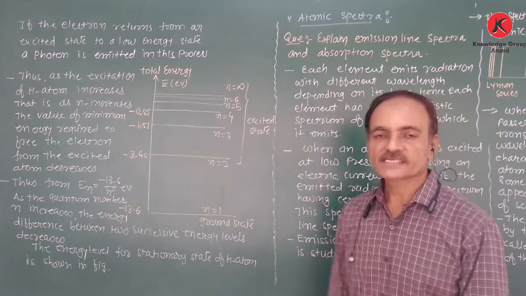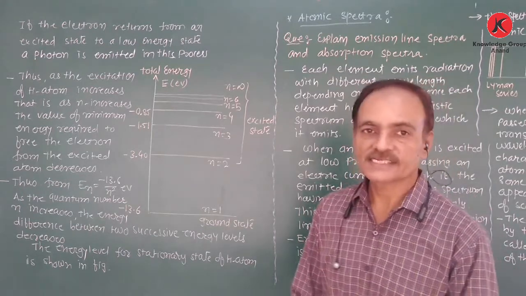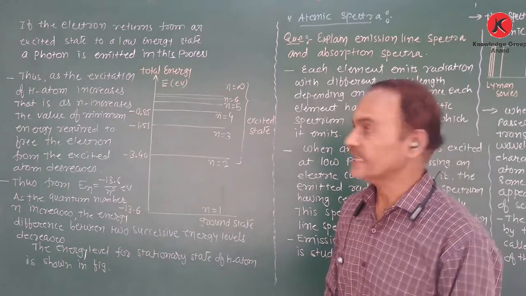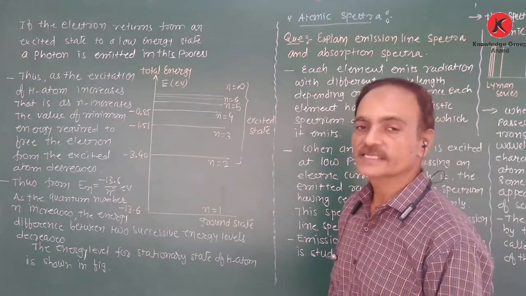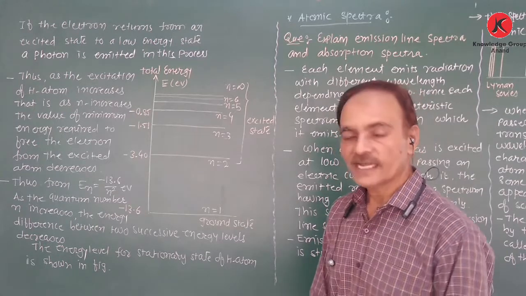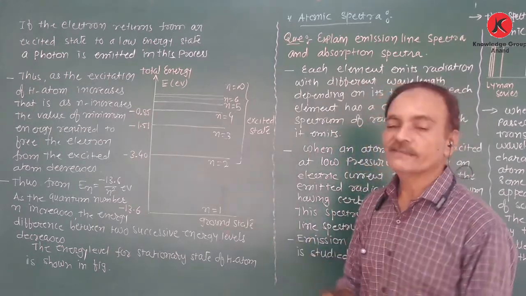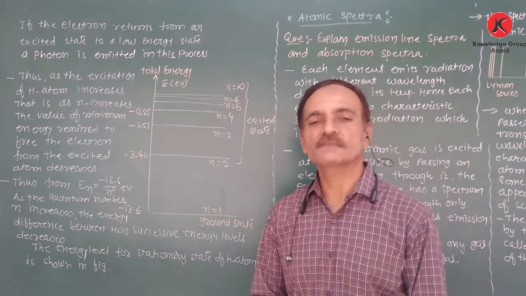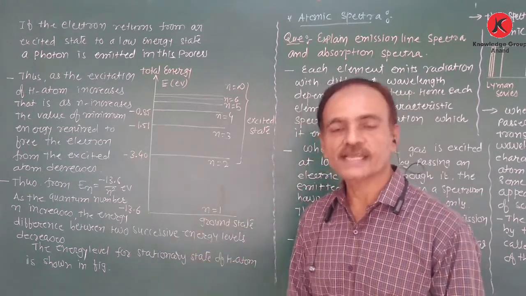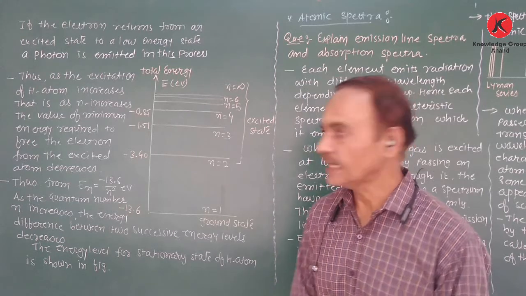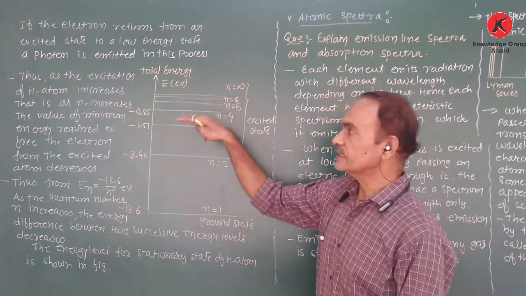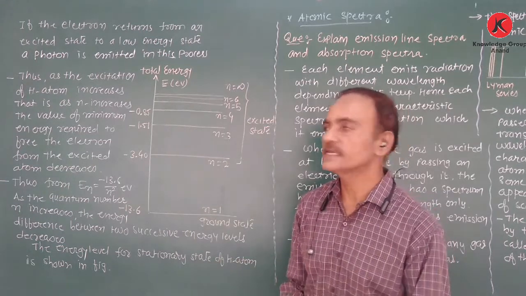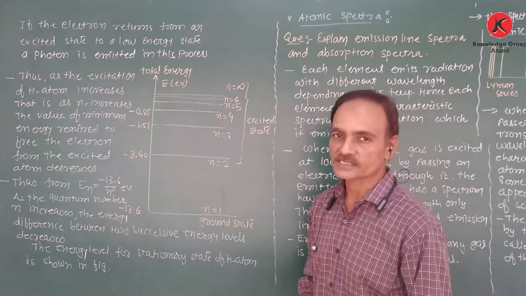Then we discussed the ionization and excitation energy. Now, if the electron returns from an excited state to a lower energy state or the ground state, a photon is emitted. The photon has energy equal to the energy difference between the excited state and the ground state. So what is the energy difference? According to that, a photon of this energy is emitted in this process.